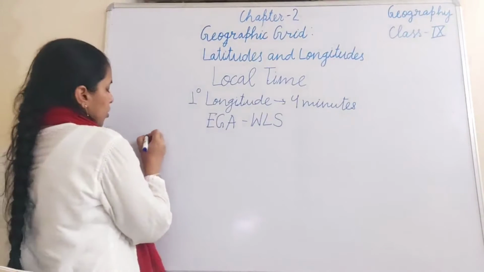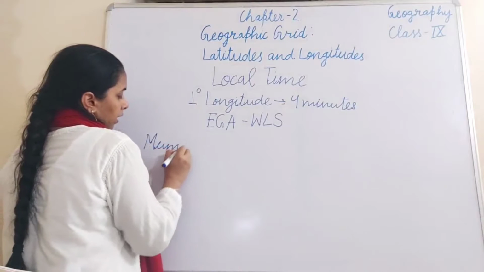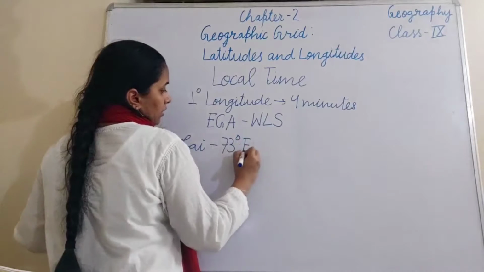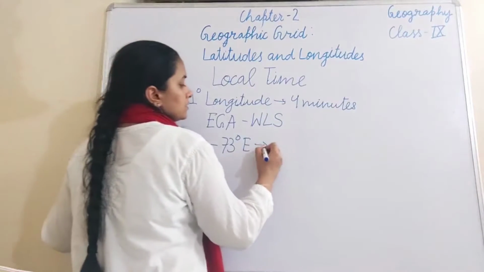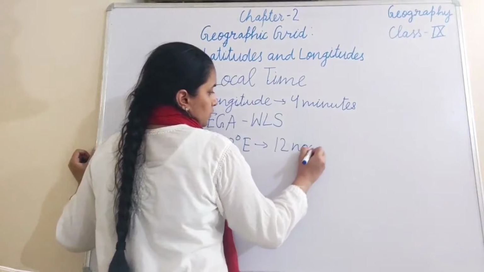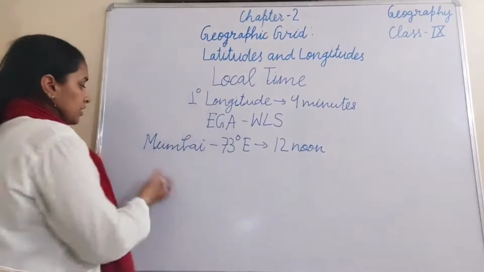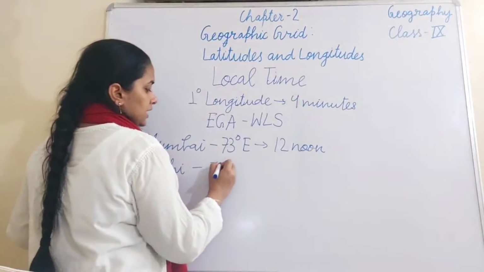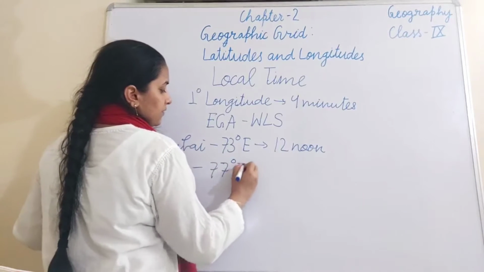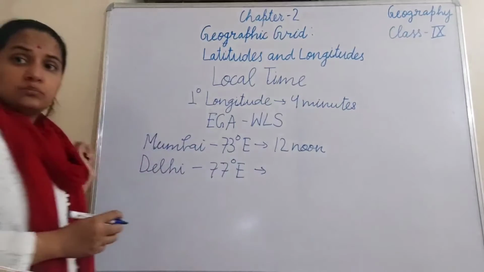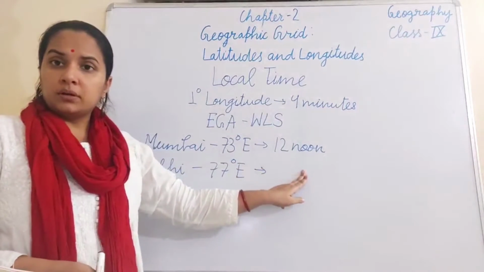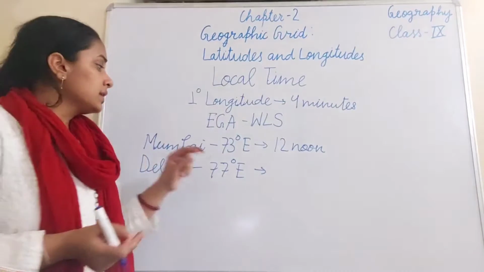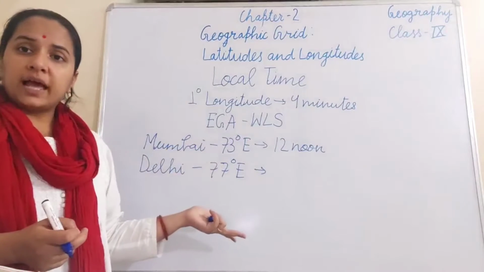Suppose, for example, for Mumbai, the longitude is 73 degrees east and the time is 12 noon. And we have to find out the time at Delhi, which is 77 degrees east, at the same time. When it is 12 noon at Mumbai, what will be the time at the same moment at Delhi? So how will we calculate it?